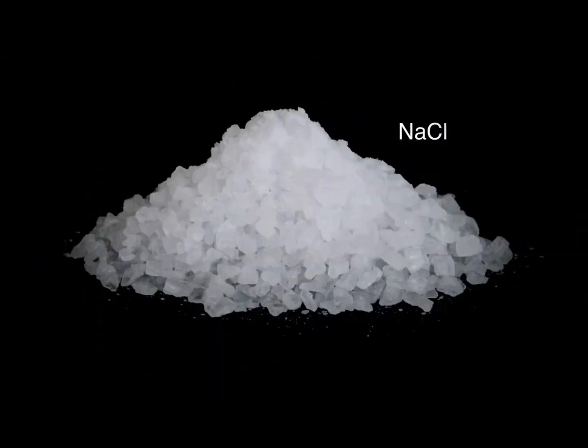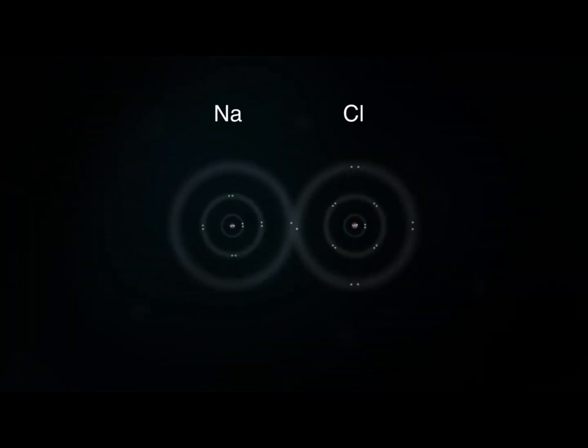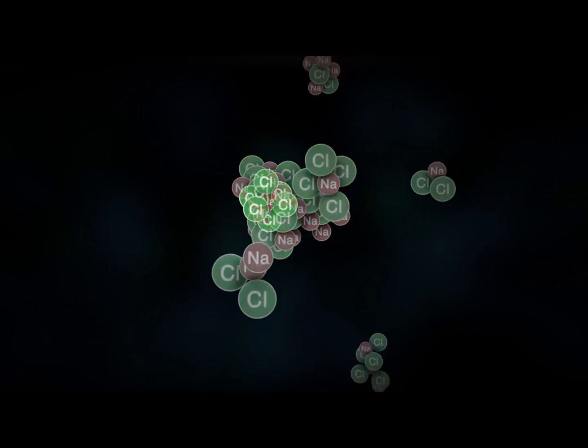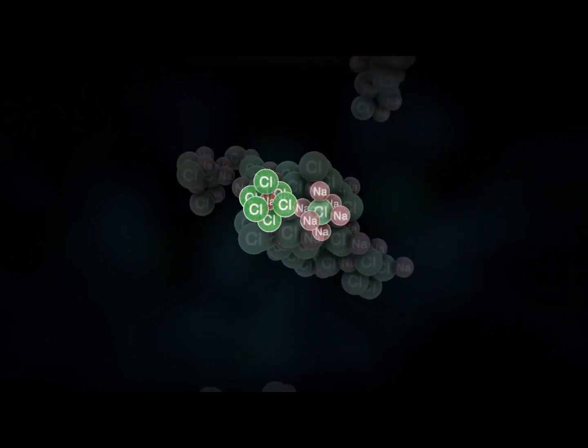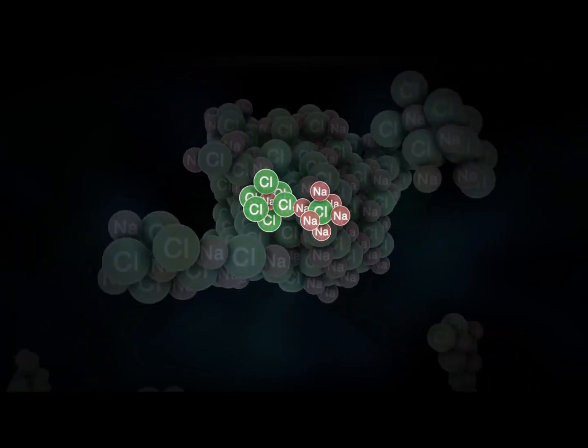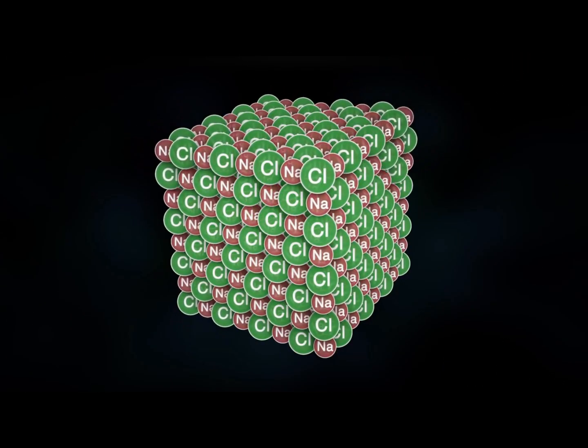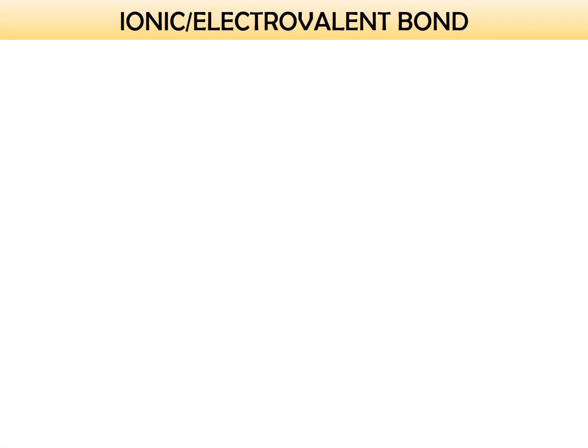Table salt, sodium chloride, is held together by ionic bonds. Every atom of sodium gives up one electron to every atom of chlorine. Ions are formed, and those ions arrange themselves in a 3D grid called a lattice, in which every sodium ion is bonded to 6 chloride ions, and every chloride ion is bonded to 6 sodium ions. The chlorine atoms never give the sodium atoms their electrons back. So the first chemical bonding is ionic bond.